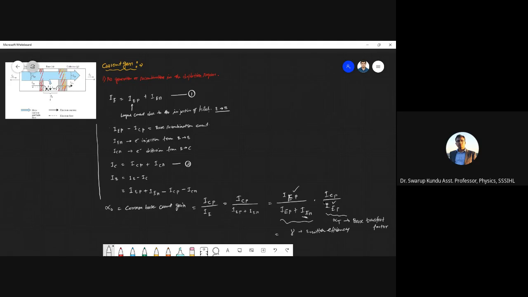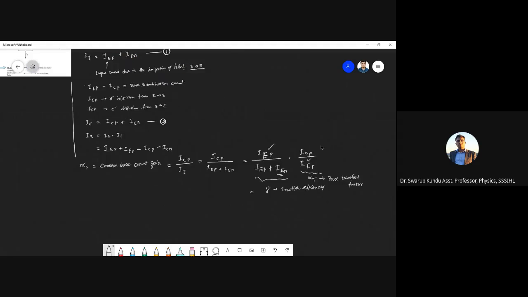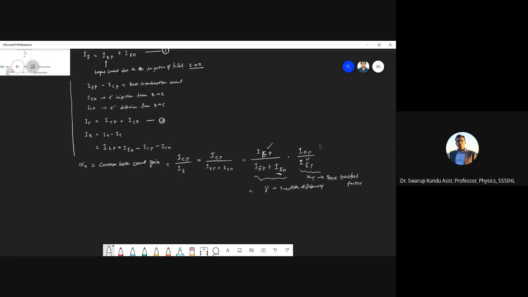So this factor, ICP by IEP, determines the base transport factor. How many holes can you transport from emitter to collector? That's all. If we write down these two factors, it is gamma into alpha T. So we have defined these two parameters, emitter efficiency and base transport factor. Finally this will be your alpha 0. We started from here. Alpha 0 is the common base current gain.